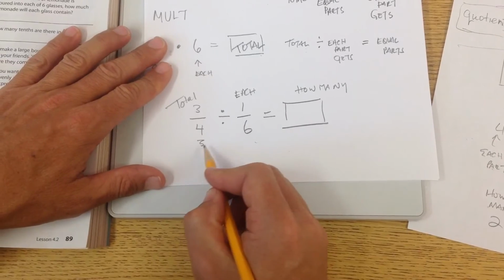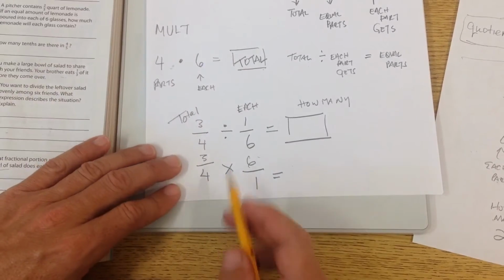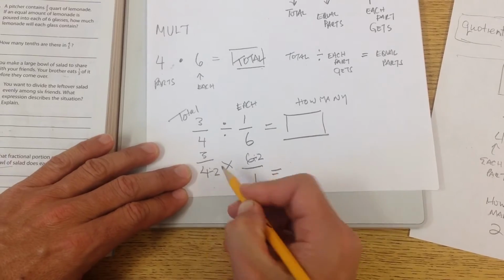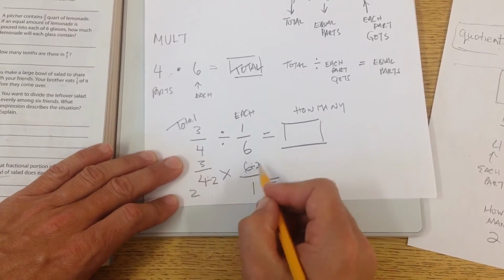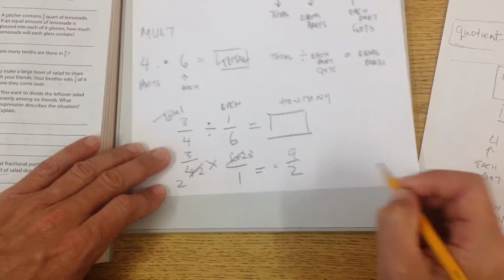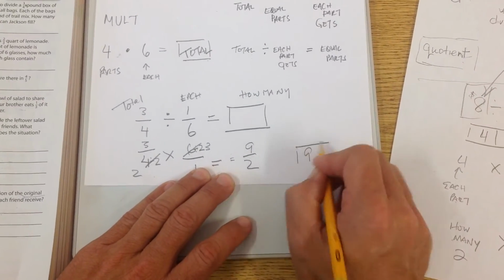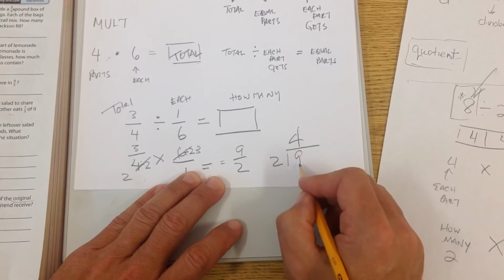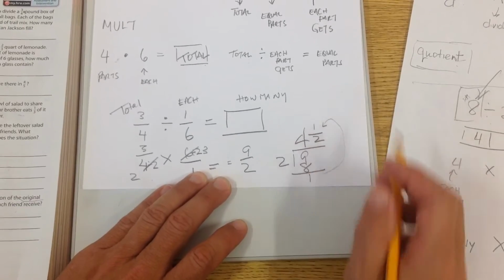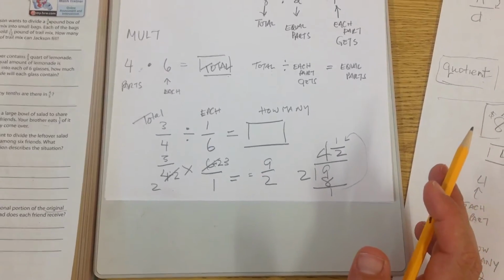So now you keep, change, flip, and simplify before you multiply: 6 divided by 2 and 4 divided by 2. This gives you 2, and this gives you 3, and this gives you 9 over 2. You simplify by saying 9, which goes in the house, divided by 2 is 4 and 1/2, because your remainder becomes your numerator. So it's 4.5 days to paint 3/4 of the fence.